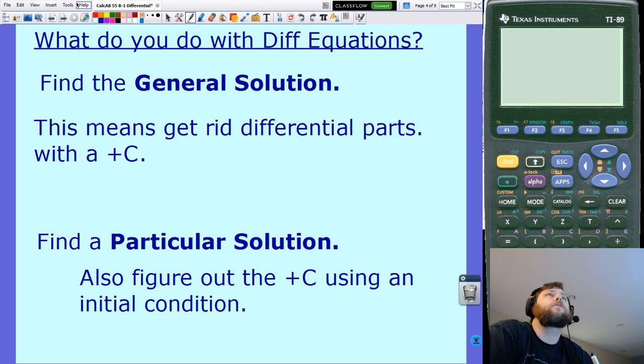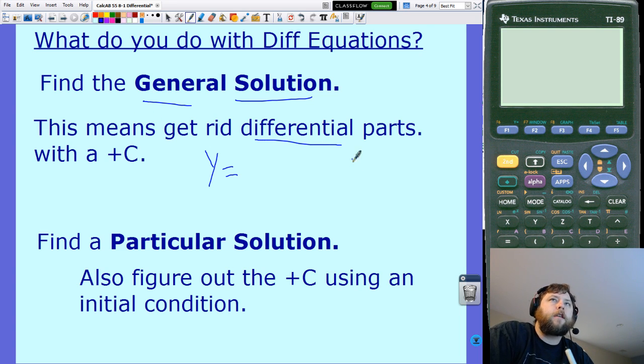Sometimes what we can do is find the general solution. Sometimes differential equations are just an equation written in a different form, and there are some applications of that. But sometimes we want to put it in a y equals form. That's what we mean by a general solution. You're going to get rid of the differential parts, not necessarily a y equals form, just with x's and y's in it, but you're going to have a plus c in there somewhere, because when you integrate, you're always going to have that plus constant.